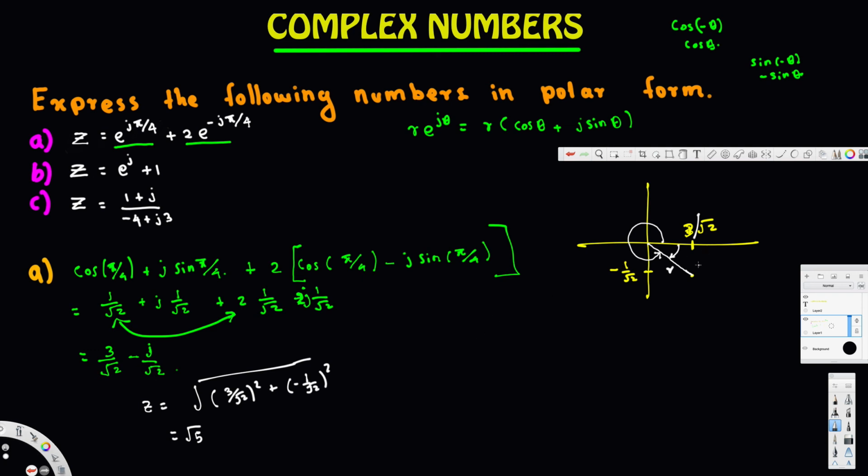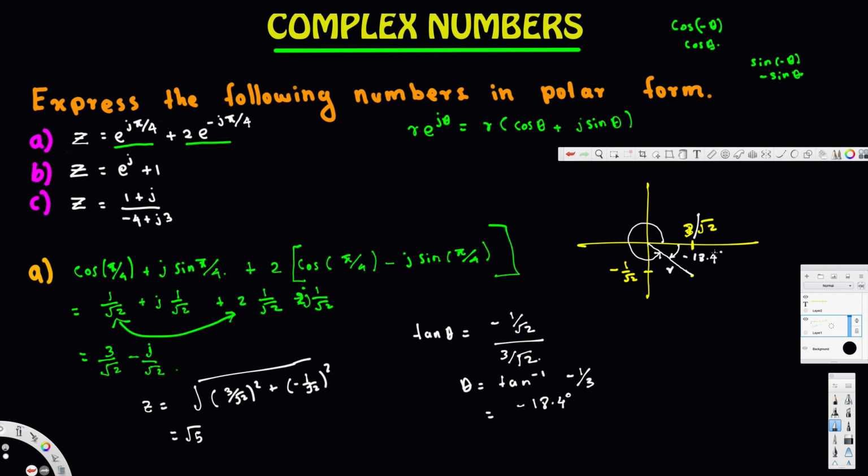To find the angle, we can use tan theta, since we have the opposite and the adjacent available. So tan theta is going to be what? Opposite is negative 1 over root 2, divided by adjacent, which is 3 over root 2. And therefore theta is going to be tan inverse of negative 1 over 3, and that gives us the angle negative 18.4 degrees. This means the angle is measured clockwise, that's why we are getting a negative answer. So this angle is negative 18.4.